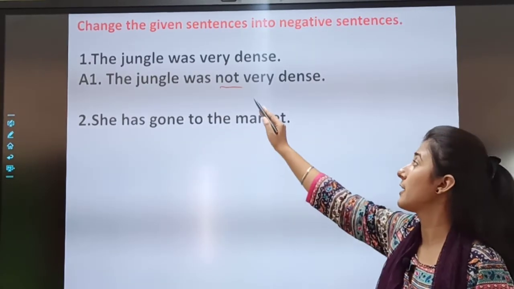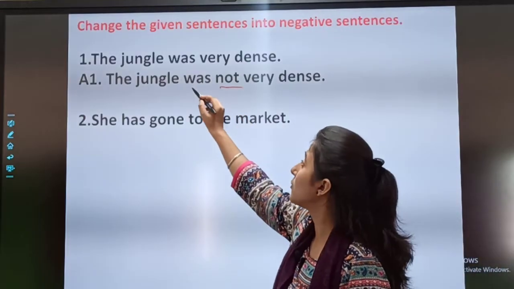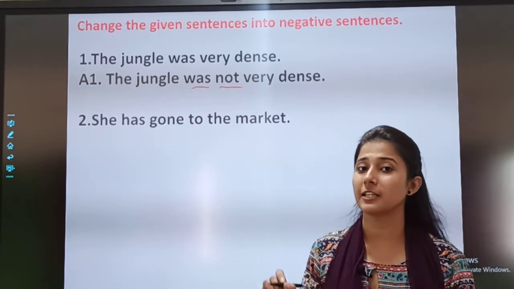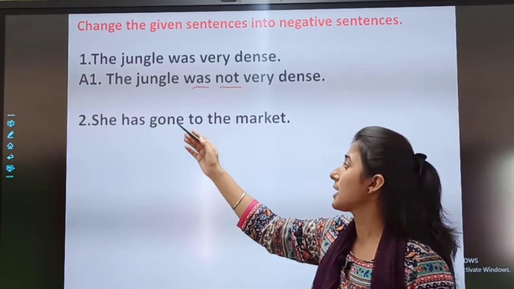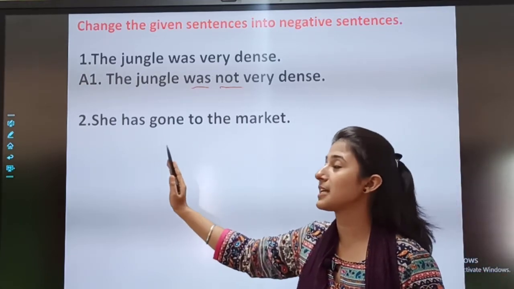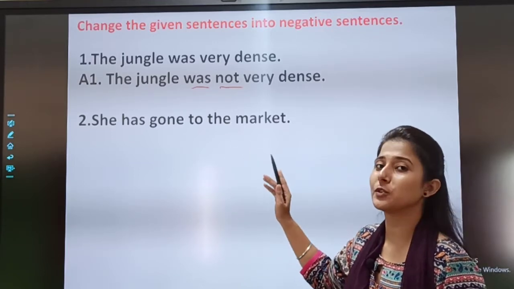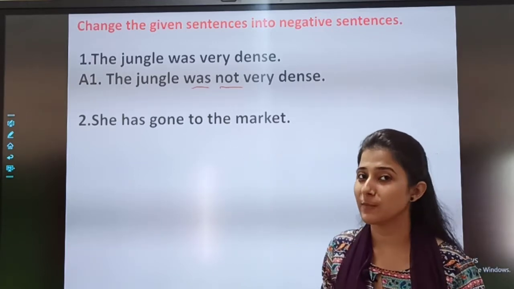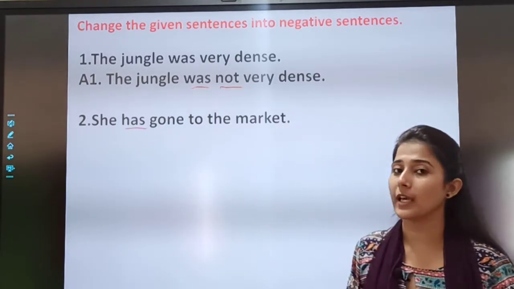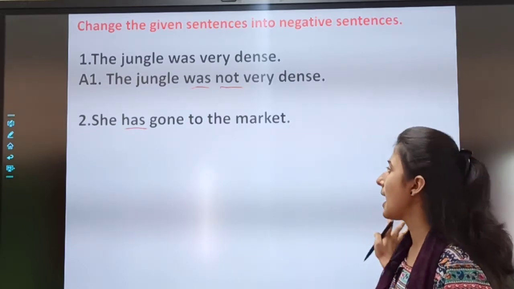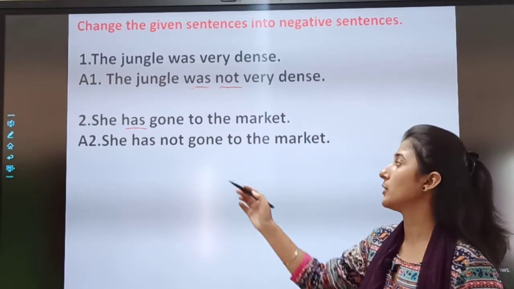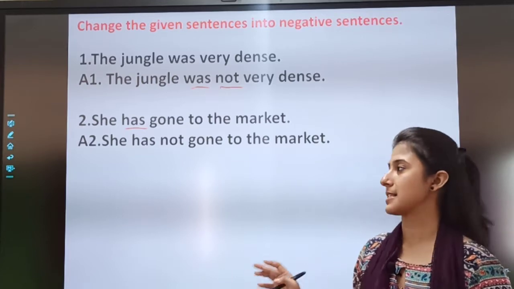So, did you see where we had put the word not? After the verb was. Was is our verb. After was, we have inserted not. Second, she has gone to the market. She has gone to the market. So, what will be the answer? First step, find the verb. Has. Okay. So, we will put not after has. She has not gone to the market. So, now this becomes a negative sentence.